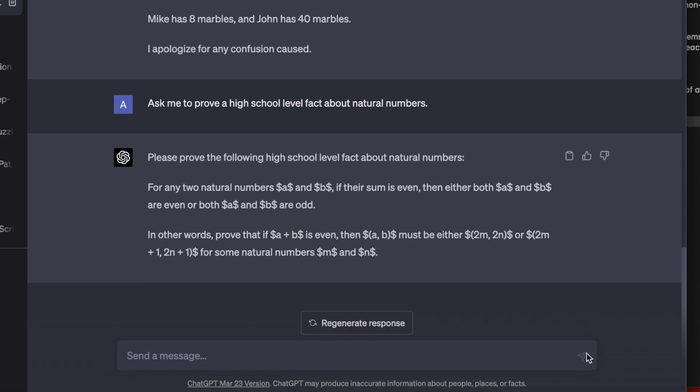Okay, so we got the formatting slightly strange. I think that's because it's trying to write in LaTeX. But I think this is a perfectly good problem. Once again, I don't think you need me to go through the solution on paper. I think this is a really, really good one.